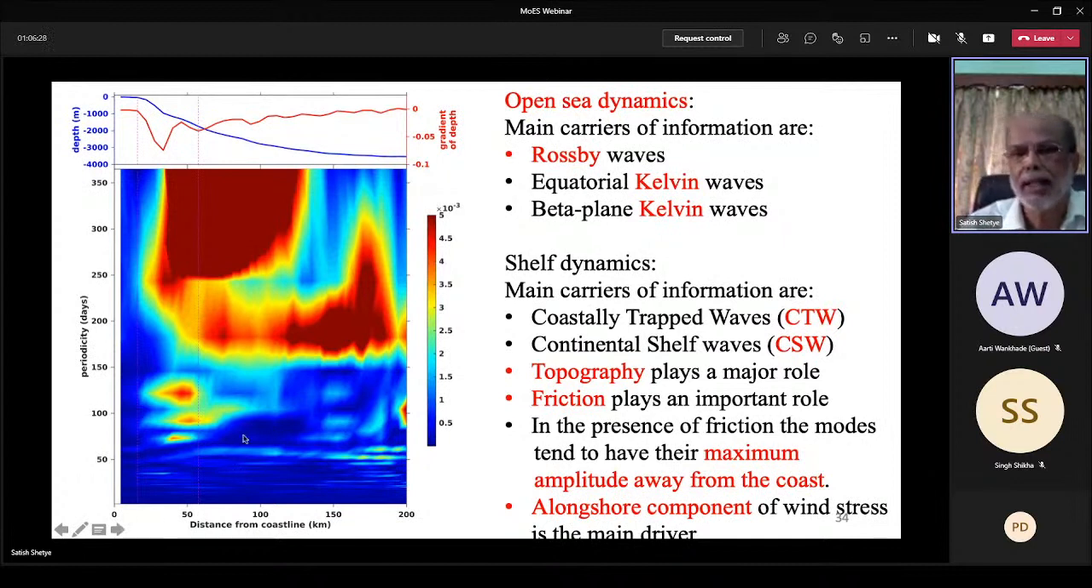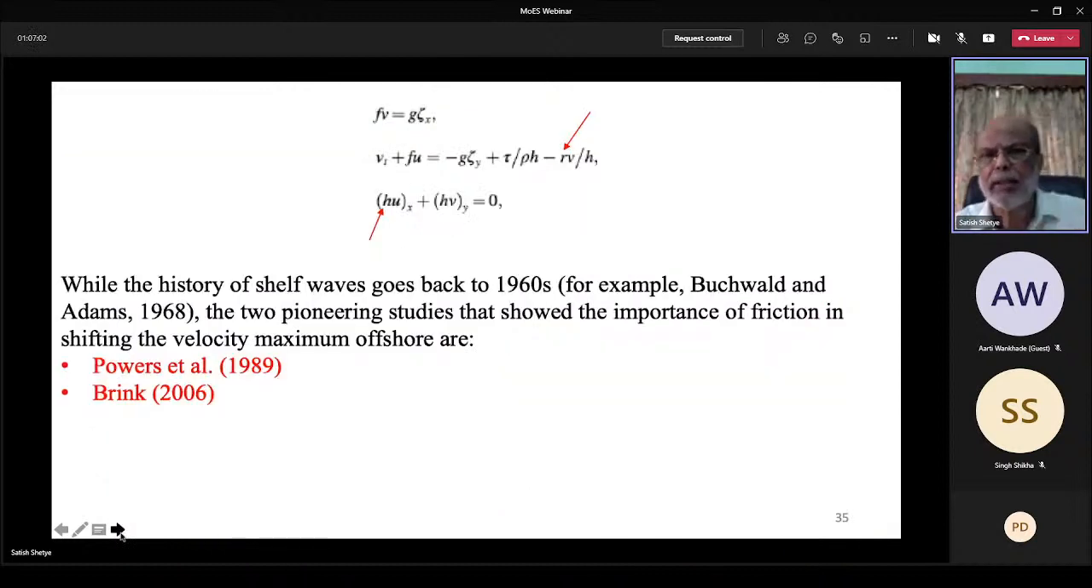quite interesting, in the sense that whereas in the open sea dynamics, Rossby waves, equatorial Kelvin waves, and perhaps beta plane Kelvin waves were playing a role, what happens here seems to be coastally trapped waves, coastally trapped because they move over a region of rapid variation in depth. The topography is playing a role, and analysis suggests that friction is also important in the region. Let me put that in terms of equations. These equations are quite similar to the equations that apply over the open sea basin, except that it has two terms. One is the friction term, and the other is the depth variation.